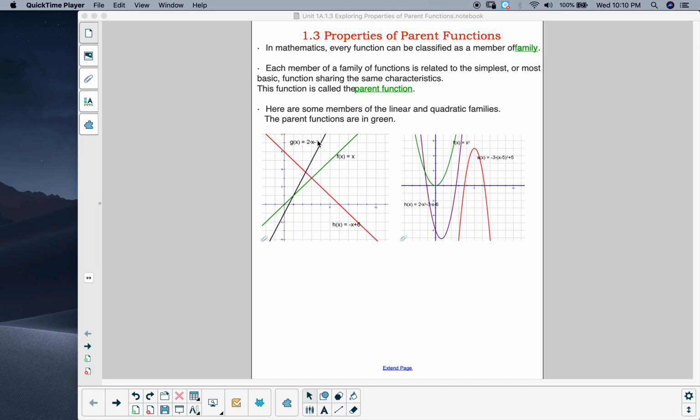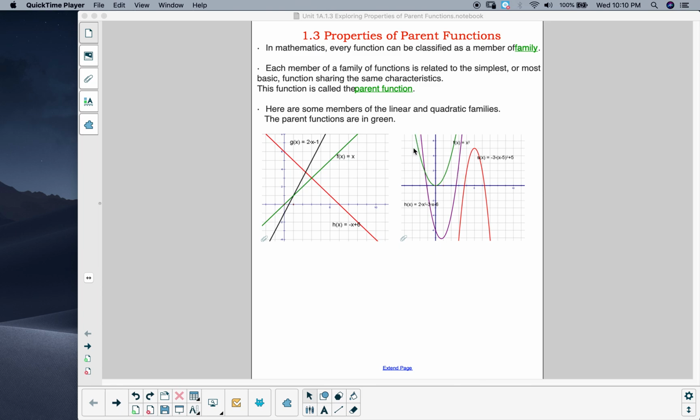So g of x here is 2x minus 1, so it has a positive slope and a y-intercept of negative 1. h of x has a negative slope, negative 1, and a y-intercept of positive 6. All right? Now, there are other functions too, other than just linear functions.